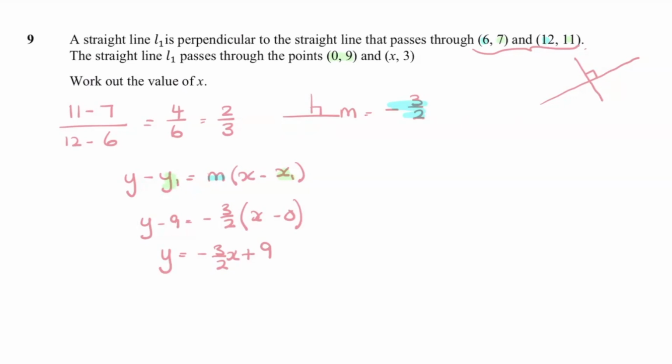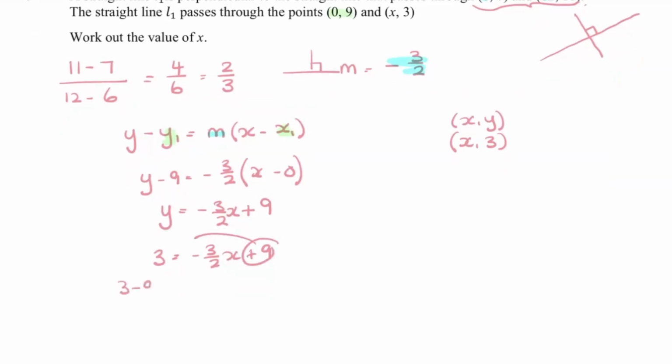Don't lose sight of the fact that your coordinates are x and y, and they are your x and y values in your y equals mx plus c. So we're being told that we've got to find x when y is 3. So we just substitute 3 where the y is, and then we rearrange to get x on its own. And our final answer is x equals 4.